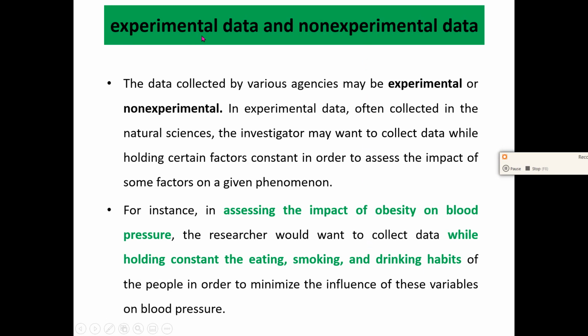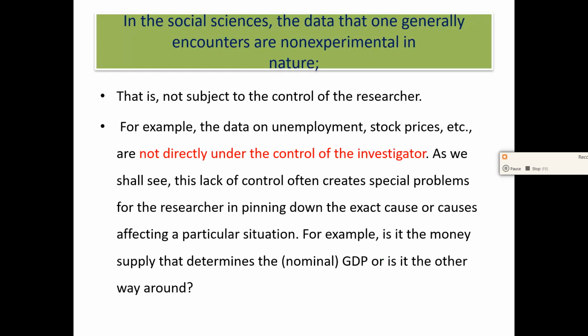Experimental data is more in the natural sciences. For example, you conduct an experiment in the lab and you can control temperature and different settings, and then you analyze the outcome of that experiment. So as we said, in social sciences the data are generally non-experimental in nature, that is, the things are not directly under the control of the researcher or the investigator, right?